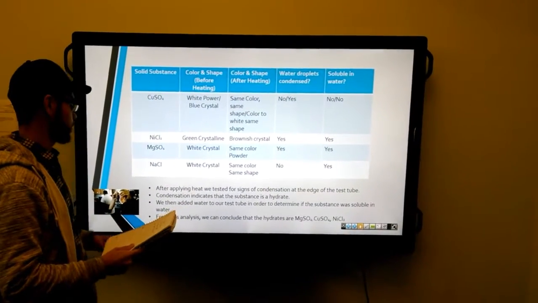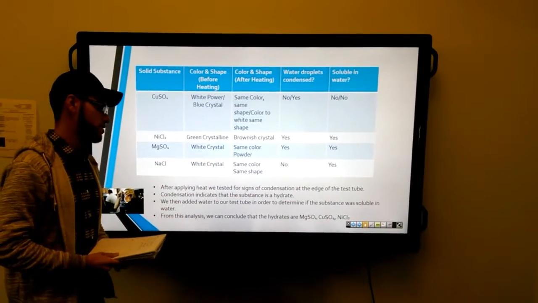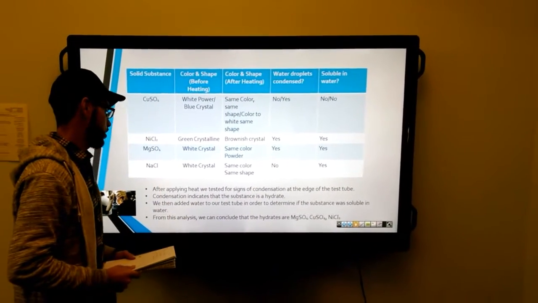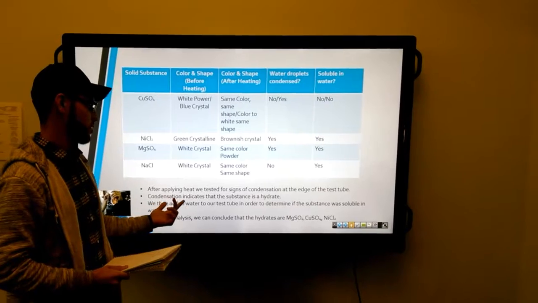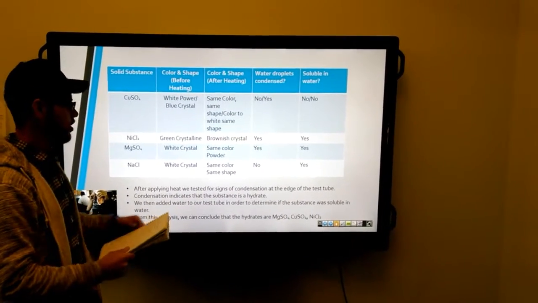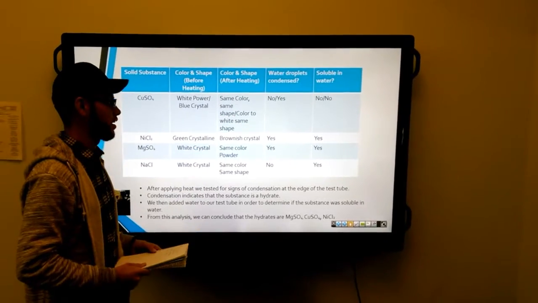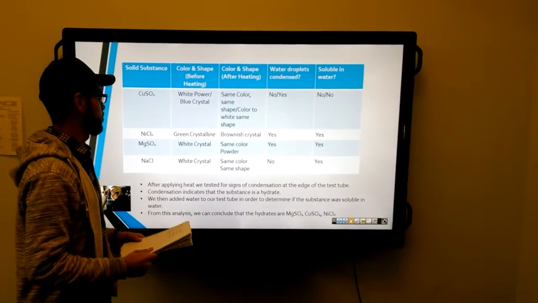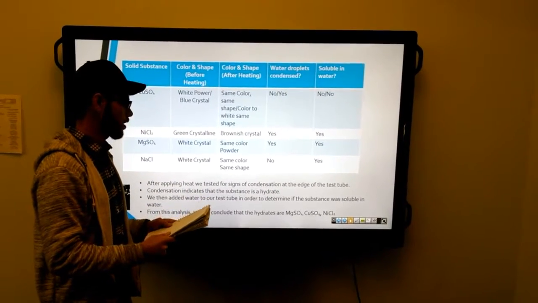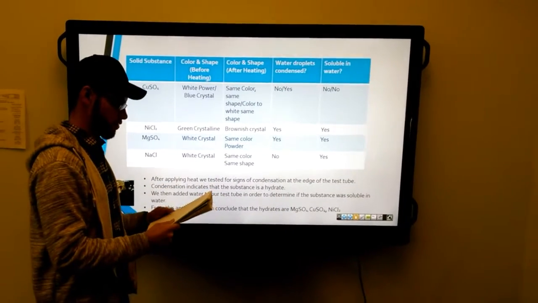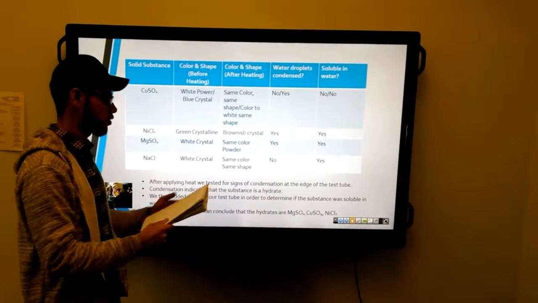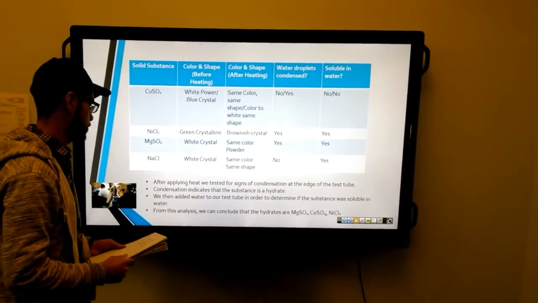Alright, so after applying heat, we tested for signs of condensation at the edge of the test tube. Condensation indicates that the substance is a hydrate. In this case, copper sulfate didn't condense, but the hydrate of copper sulfate did. For nickel chloride, it condensed. For magnesium sulfate, it also condensed, but for sodium chloride, it did not.